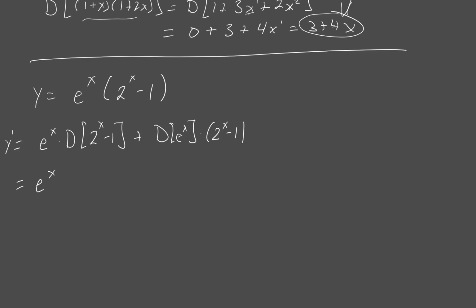Okay, so this is equal to e to the x. The derivative of 2 to the x, we said, was the natural log of 2 times 2 to the x. The derivative of minus 1 is just a constant, so that's a plus 0. Plus the derivative of e to the x is just e to the x, because the natural log of e is 1. And I got 2 to the x minus 1 here. Okay, so there is our derivative of that, just the product rule and our exponential rules.